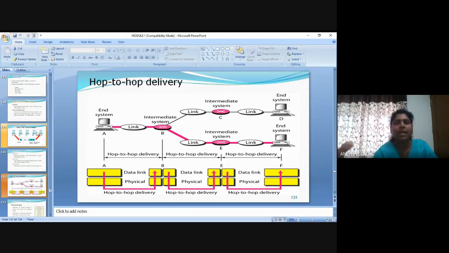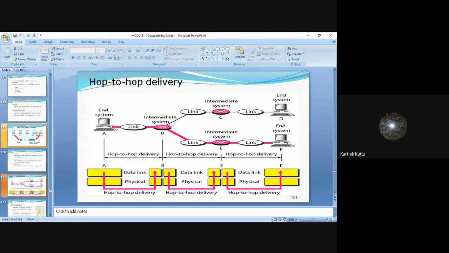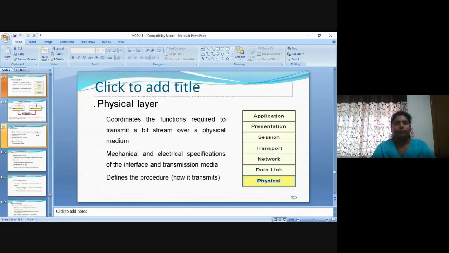So the packet may take different paths to reach the destination. That entire responsibility is done by the network layer. But the data link layer is responsible for the hop to hop delivery or the node to node delivery of each packet, or each frame you can say. So, three layers I have told: one is the transport layer, the other is the network layer, and the third is the data link layer. Now the last layer is called the physical layer.